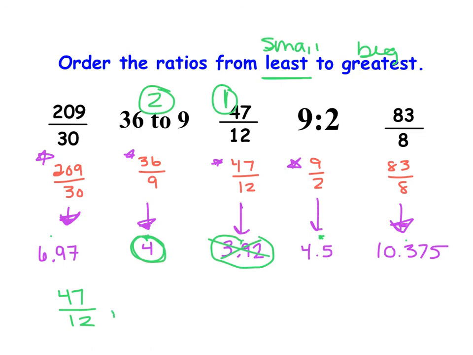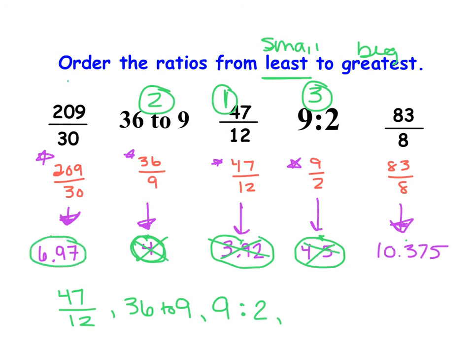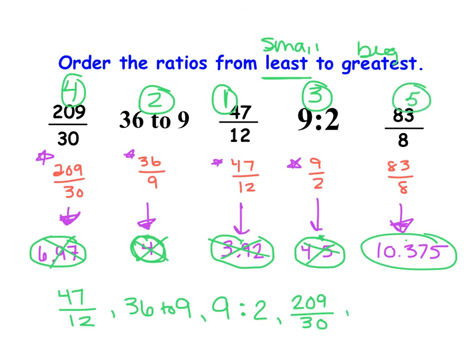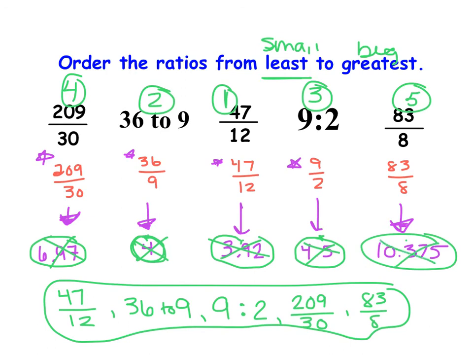So that's what I'm going to write next, and I'm just going to separate them by commas. So I have 36:9. So that one's taken care of. And then notice my next smallest is my other number containing a 4, so that's 4.5. So that would make 9:2 my third smallest ratio. So that comes next, 9:2. I can then see that my next smallest would be the 6 right here. So this would be fourth, 209 over 30. And then my largest ratio is down here at the 10, which means that this 83/8 is my largest ratio. So there we have it, all of them in order from least to greatest.